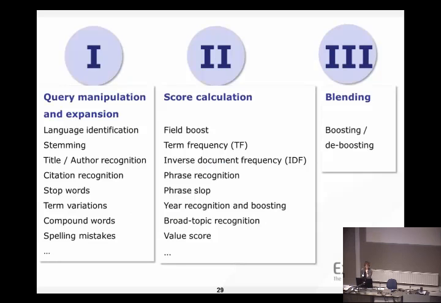And then the last thing that we do is the blending. Those of you who know Primo, we actually look at two different indices. We have the local index, the index that reflects what the library owns locally, and then we have Primo Central, which is everything else. So we need to blend results coming from those two indices.